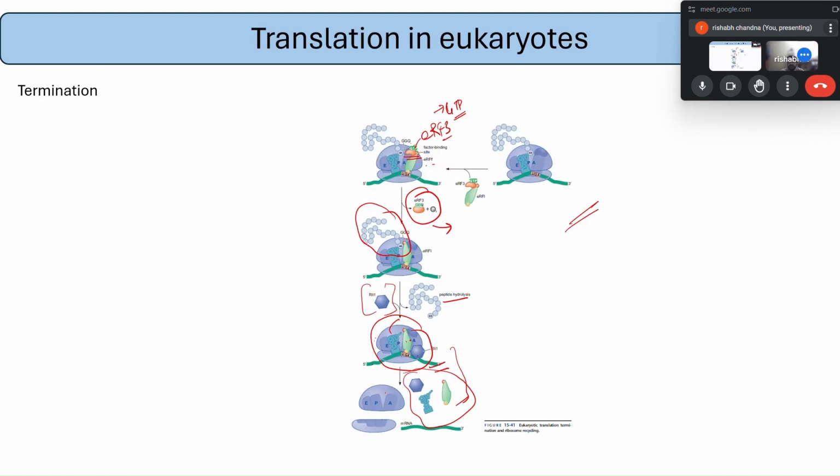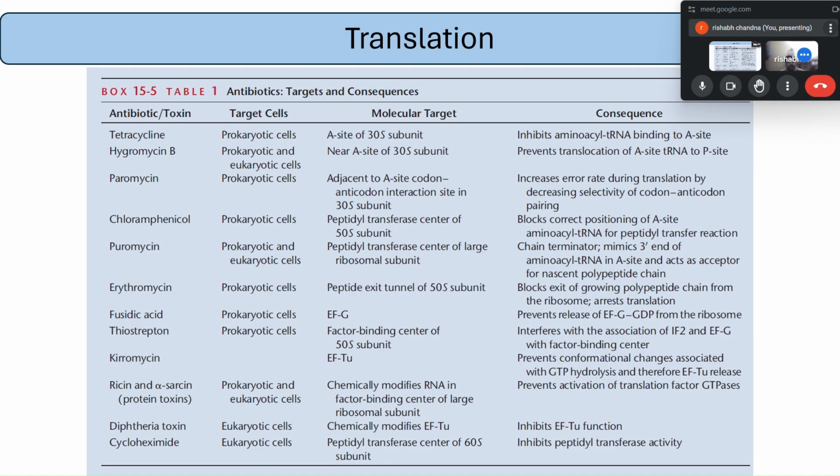Now comes the antibiotics that target the translation process in prokaryotes. So we have tetracycline that basically targets the A site of the 30S subunit. So it inhibits the binding of the aminoacyl tRNA to the A site. Then we have hygromycin B that targets both prokaryotes and eukaryotes, that binds near the A site, and it prevents translocation of the tRNA from the A site to the P site.